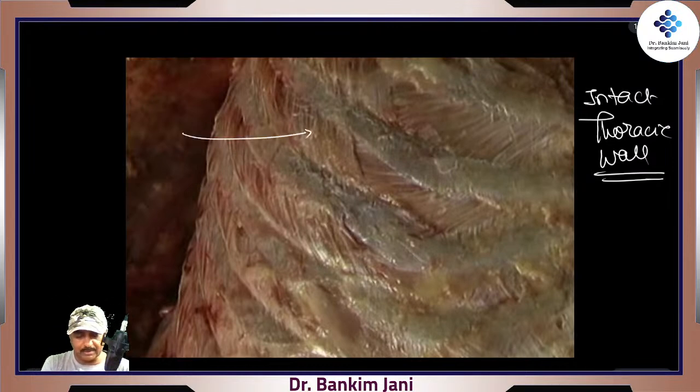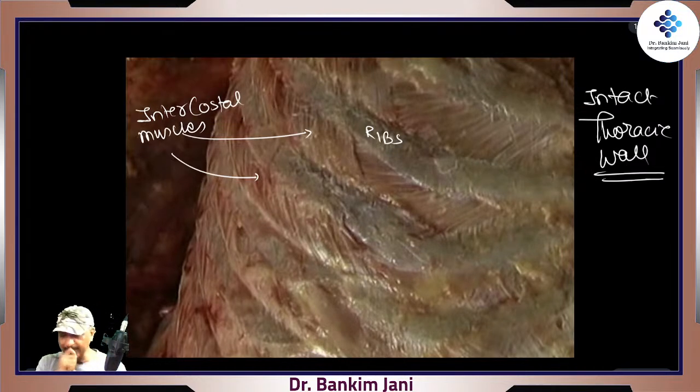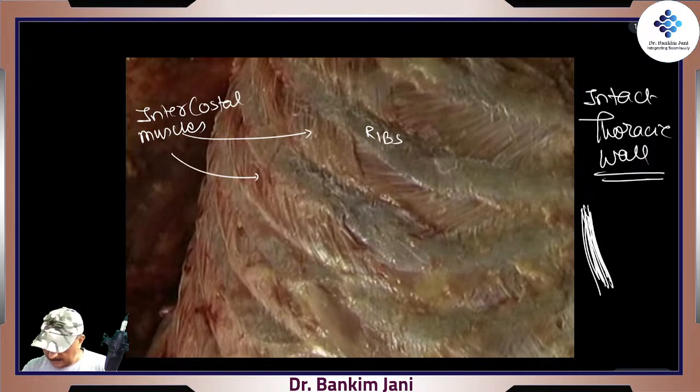Now you can easily identify, these are all intercostal muscles, correct? Intercostal muscles, these are ribs, right? And these are all intercostal muscles. What we are doing is just cutting those intercostal muscles, keeping the ribs intact. And we are taking extreme care not to damage the parietal pleura. So if we see it in cross section, this is the thoracic wall, and there would be the parietal pleura.